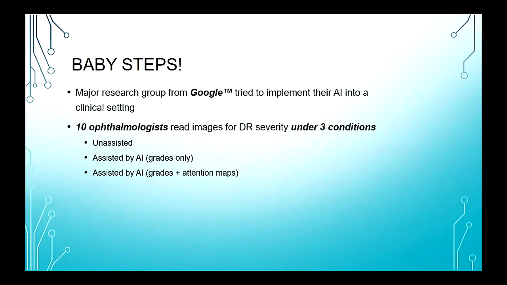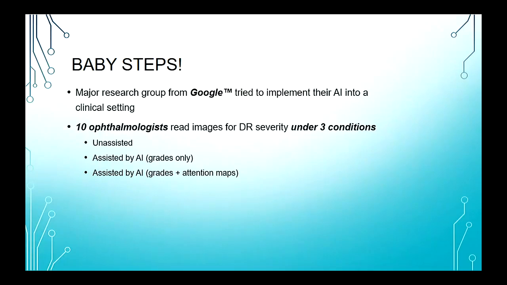So this is a new study. I saw the paper last month. They tried to implement an AI alongside 10 ophthalmologists in an eye clinic, and I believe it was Moorfields Eye Hospital. So 10 ophthalmologists either graded diabetic retinopathy images unassisted, which means by themselves, or assisted by AI, where the AI just gives the clinician the grade, or assisted by AI where the clinician was given not only the grade, but also the heat map.